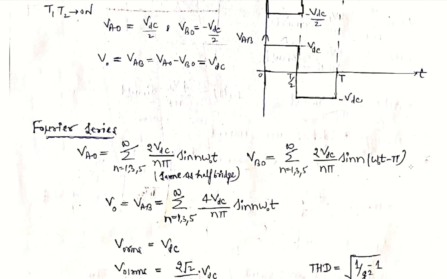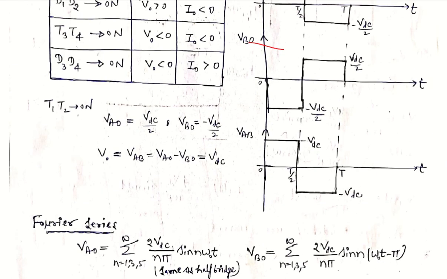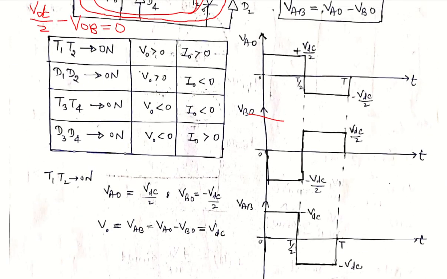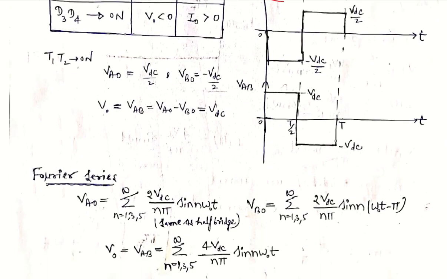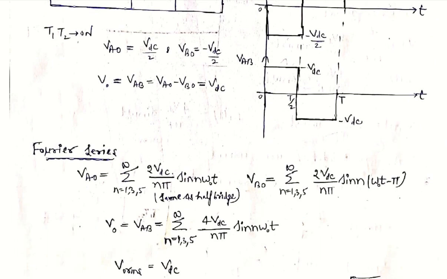Why? Because the voltage waveform is the same and it has a magnitude of plus VDC by 2. So the Fourier series for this pole voltage is the same as the half bridge case. It is written as the summation for n equals 1, 3, 5 to infinity of 2 VDC divided by n pi sine n omega naught t. And the series for this VBO is the summation for n equals 1, 3, 5 of VDC divided by n pi sine n omega naught t minus pi.